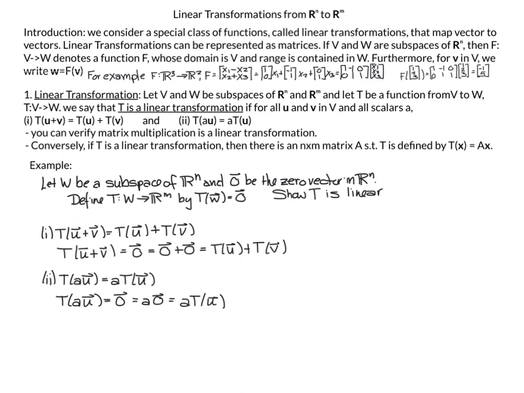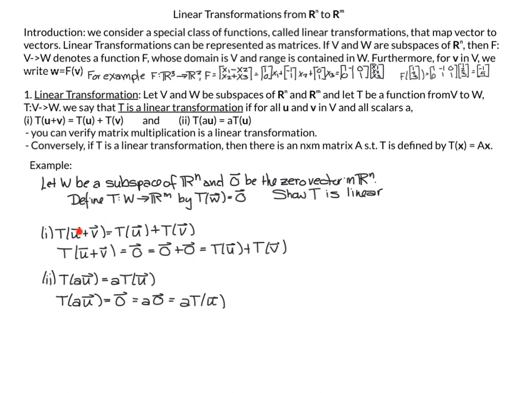It's the same two properties that we're showing hold. So we look at U plus V. We plug our U plus V vector into T, and we get the 0 vector. But the 0 vector is just equal to the 0 vector plus the 0 vector, which is equal to T of U plus T of V.